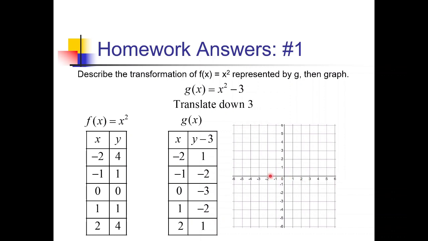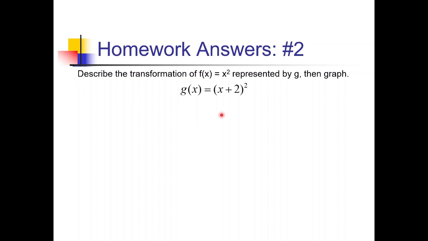Let's graph all this out now. So we've got -2, comma 1; -1, -2 is down here; 0, -3 is right there. Then we're up to 1, comma -2, and 2, comma 1 right there. And we graph the parabola through those.